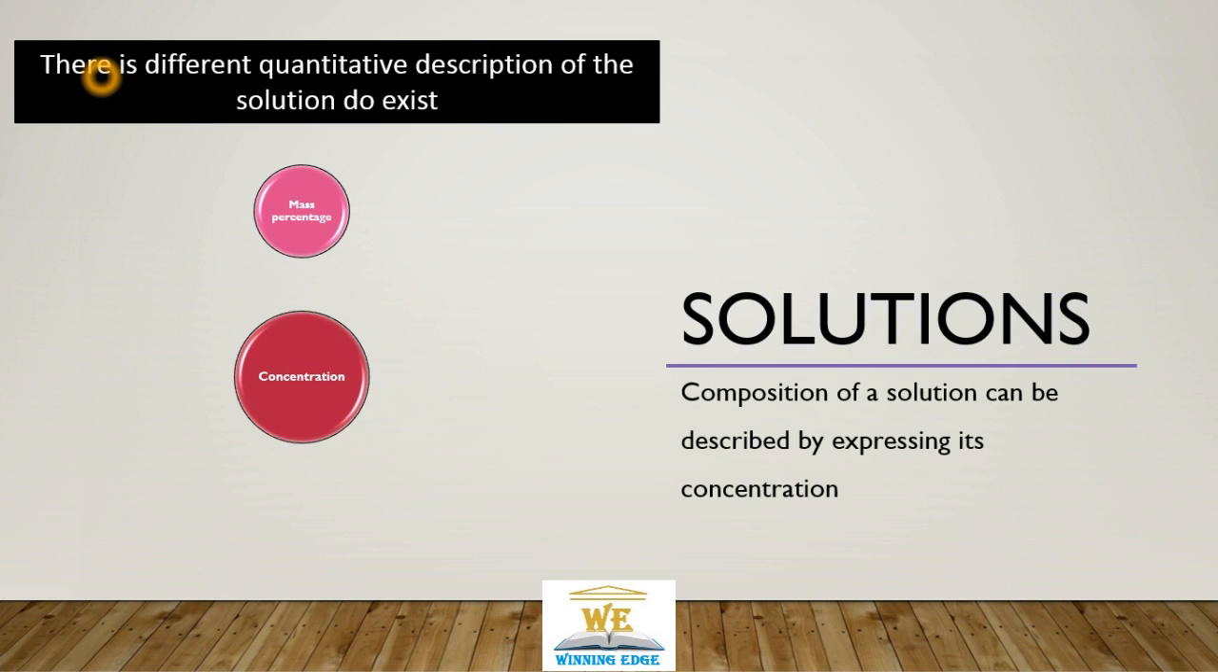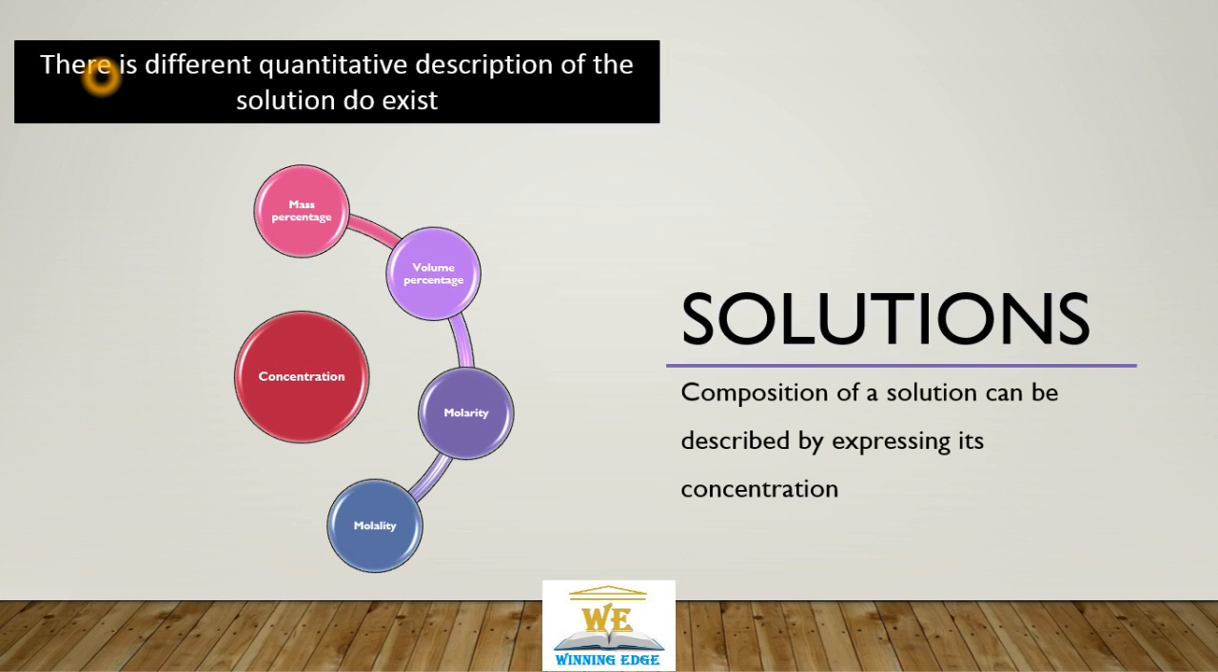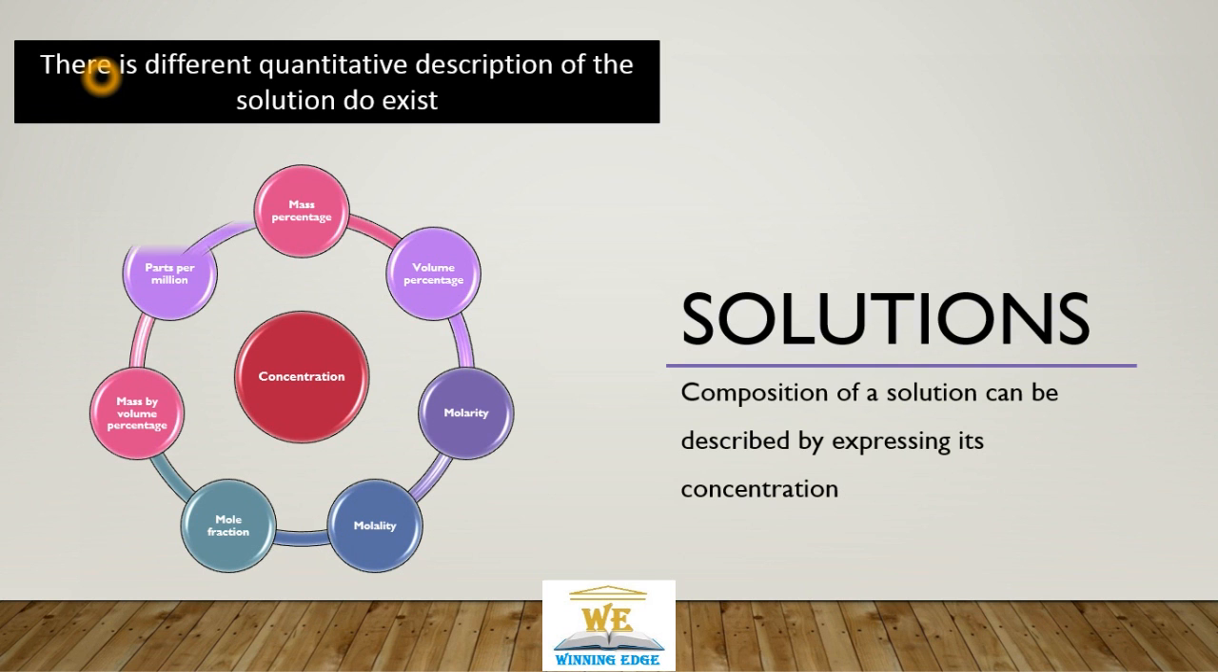One, it can be a simple mass percentage method, volume percentage method. We can use molarity. We can use molality. We can describe it in the form of mole fraction, mass by volume percentage, or parts per million. These all methods have their own properties and own applications, own advantages and own disadvantages. Let's now look at all these methods one by one. All the 7 methods we will try to explore.